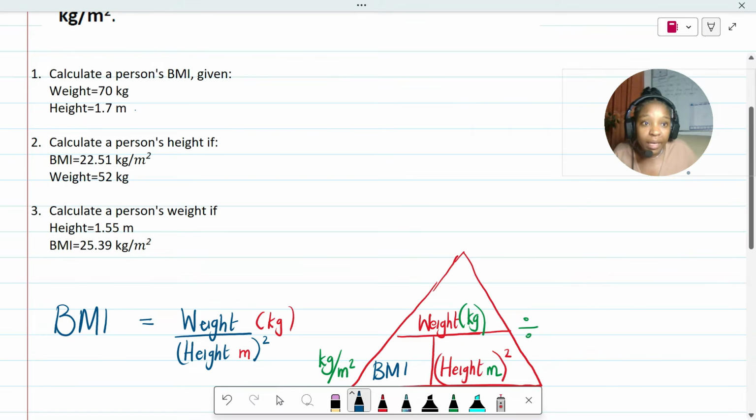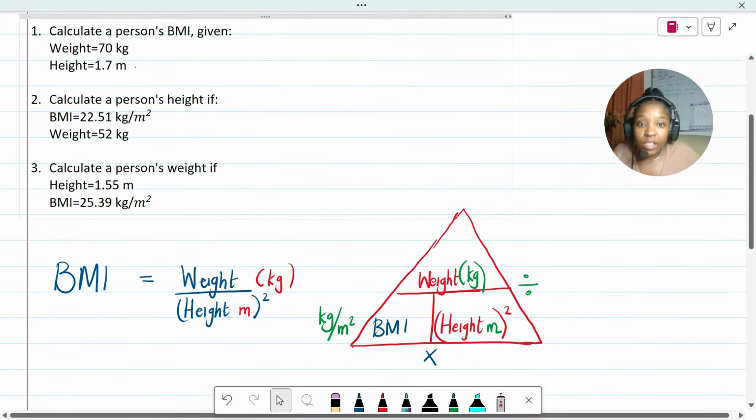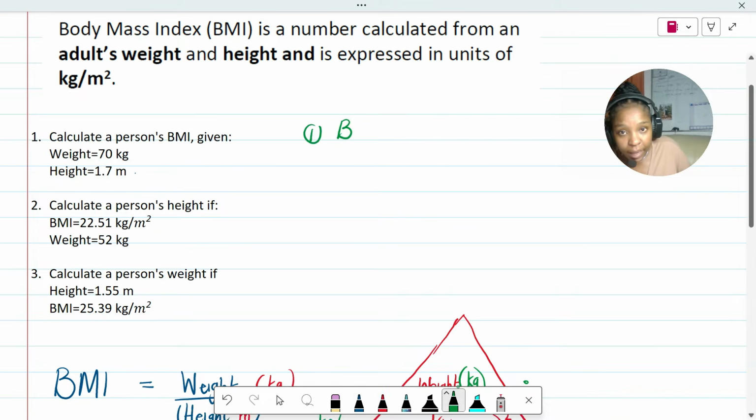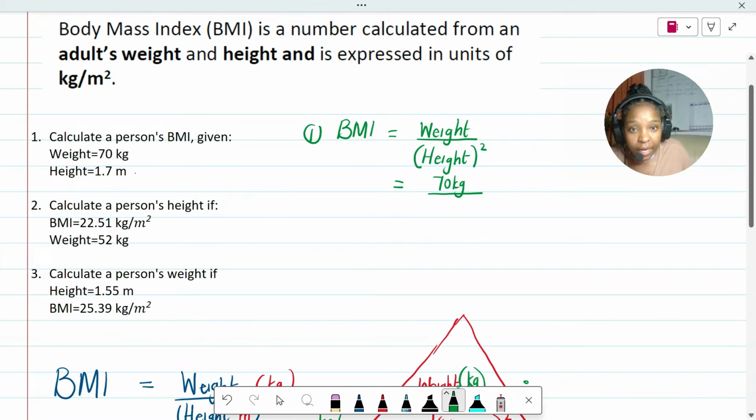So if you're calculating BMI, what do we know from this triangle? We can see that if you're trying to calculate BMI, it's weight divided by height all squared. So the solution for question number 1: BMI is equal to the weight divided by your height, take note of this, in meters all squared. Then let's quickly substitute that. What is this person's weight? It is 70 kilograms divided by, what is this person's height? It is 1.7 meters all squared.